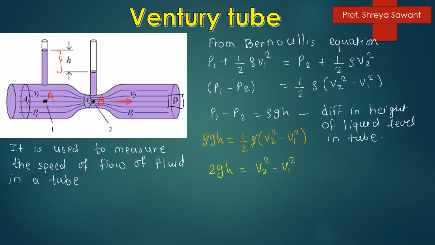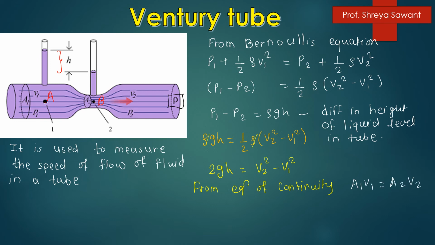So what is the use of venturimeter? I already mentioned, it is used to measure the speed of flow of a fluid in a tube. So it is used to measure V1 and V2. Okay, so if we have to calculate V1, then convert that equation by using the equation of continuity. What is that equation of continuity? A1 V1 is equal to A2 V2.